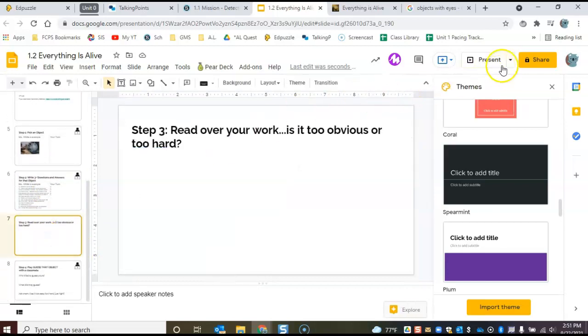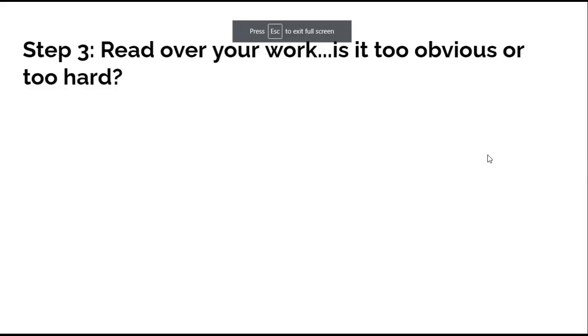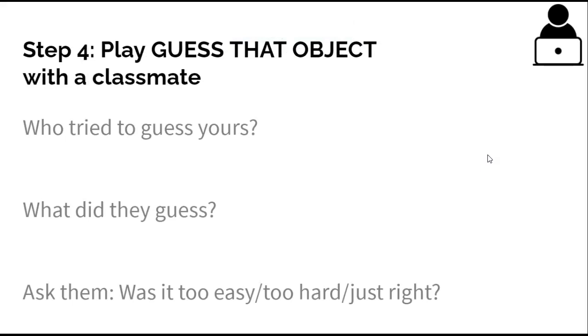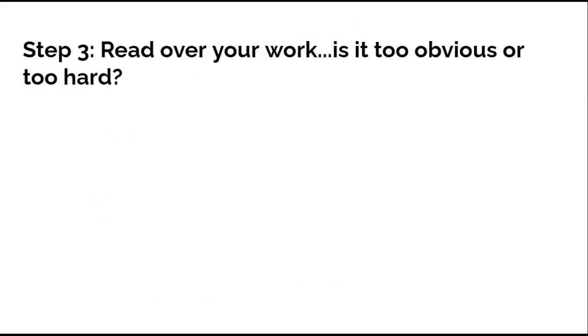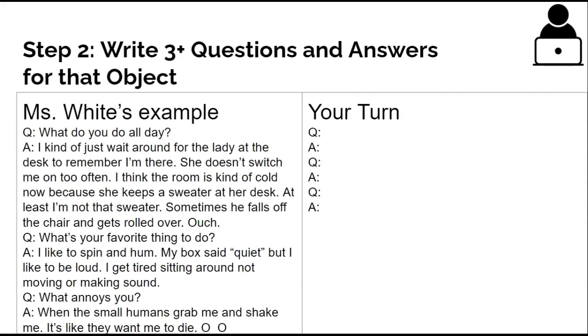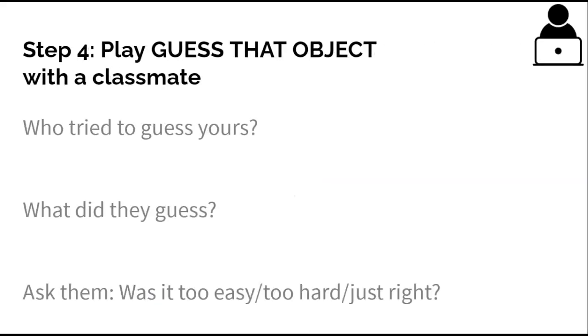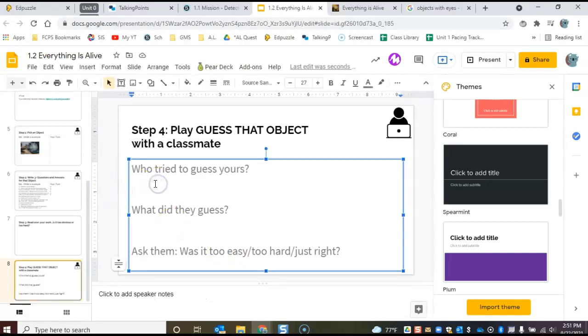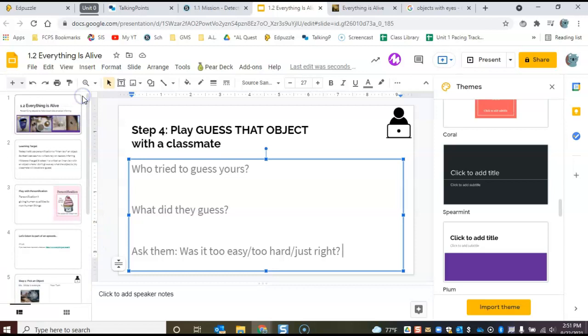Okay, so say you've gone back and made it not too hard, not too easy. Now you're going to find a classmate and share this interview with them, but just share step 2. Don't tell them what it is. They can read yours or you can perform it for them like I did. Then you're going to write who tried to guess yours, what did they guess, and ask them, was it too easy, too hard, or just right? And they have to guess something. They can't say IDK. And that is it for your mission.